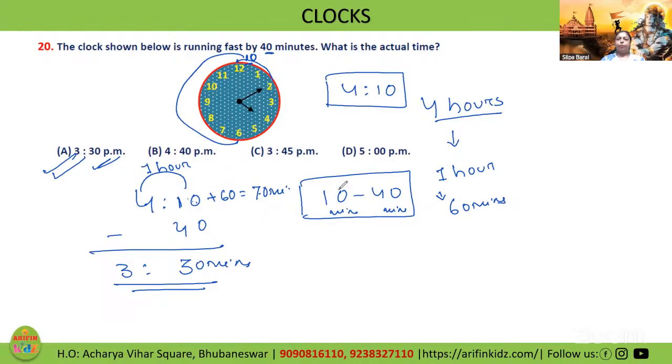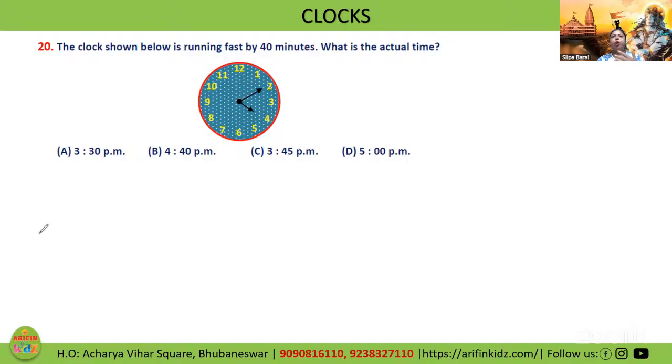Okay, is that clear? So again I'm repeating, beta, when it is fast, you have to do the minus. When it is late, you have to do the addition.